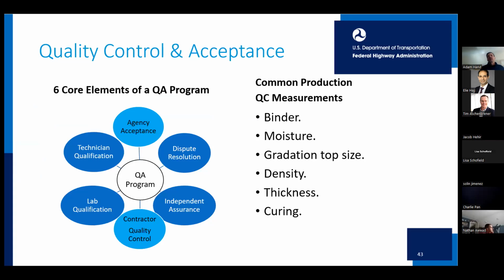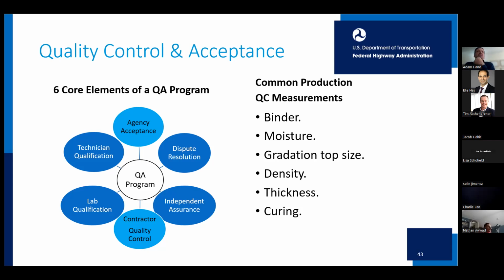When we go to production, another really positive observation was that all of these agencies had quality control requirements. And obviously, any quality assurance program needs to have agency acceptance, contractor quality control, and then technician certification, lab qualification or accreditation, and then dispute resolution and independent assurance provisions, right, or elements. And so again, it was very encouraging to see that with these states.